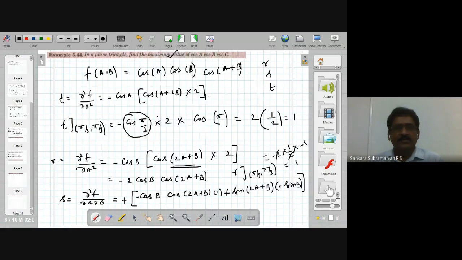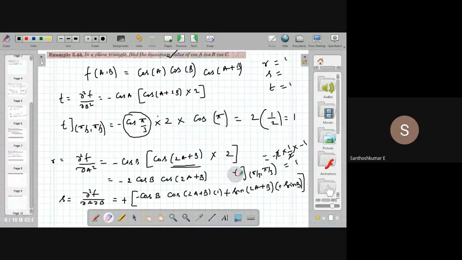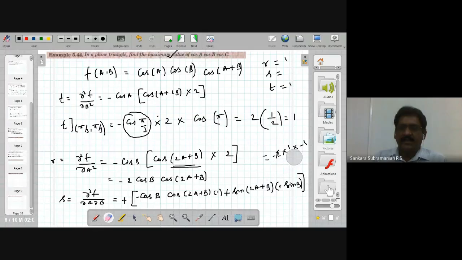What is the t value we got? 1. What about the s value? We got r value as 1. What is the s value? Please tell me. Sir, இது வந்து cos 2b ன்னு எழுதிக்கலாம் சார். நீ என்னன்னா எழுதிக்கோ. I want answer. I want to check whether the given answer is correct or wrong.